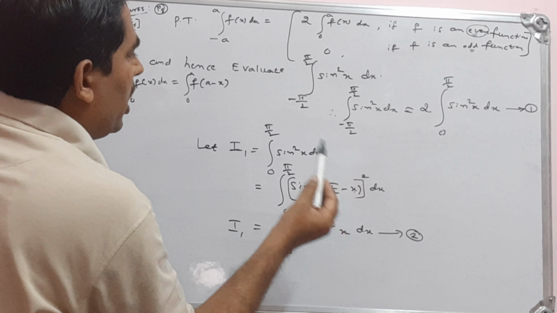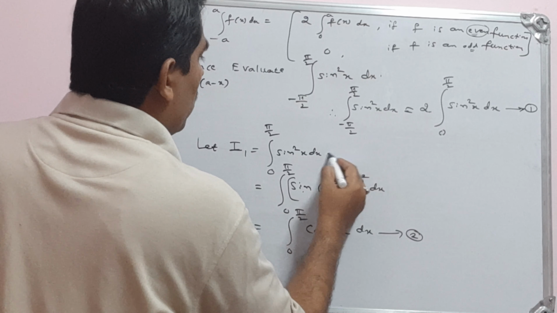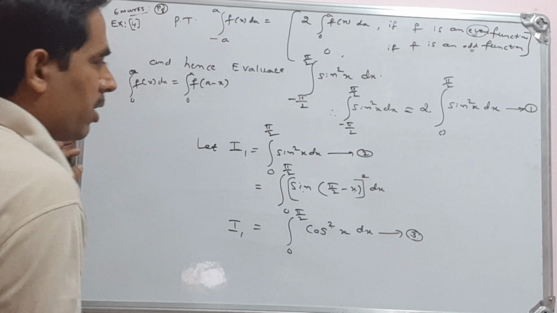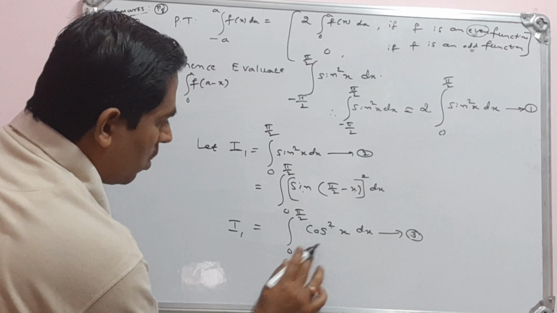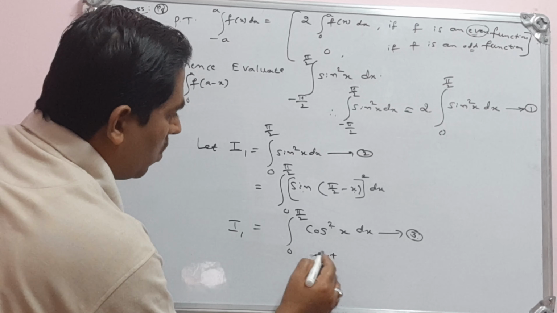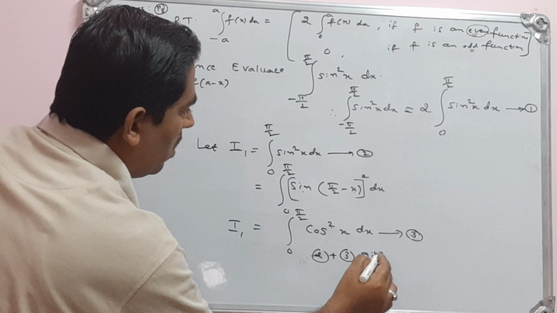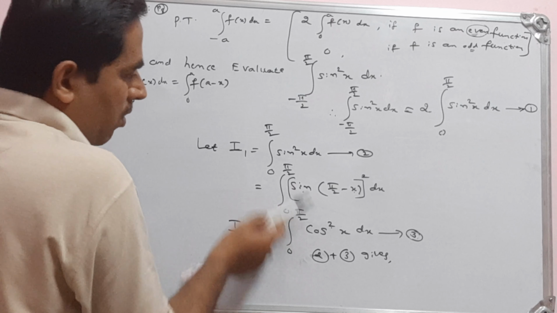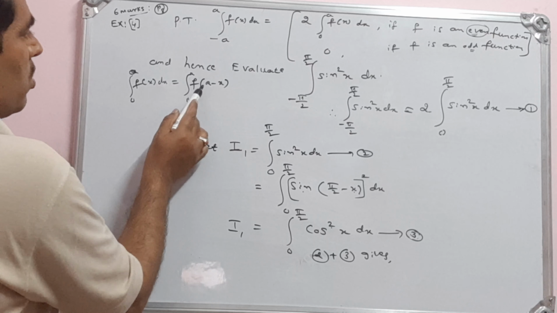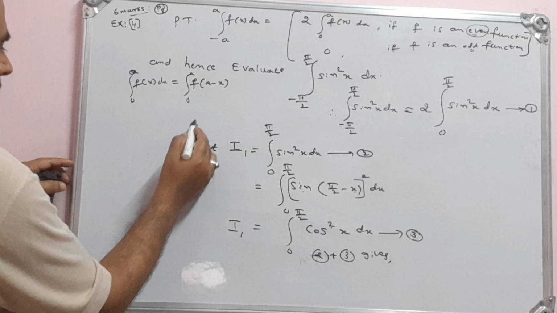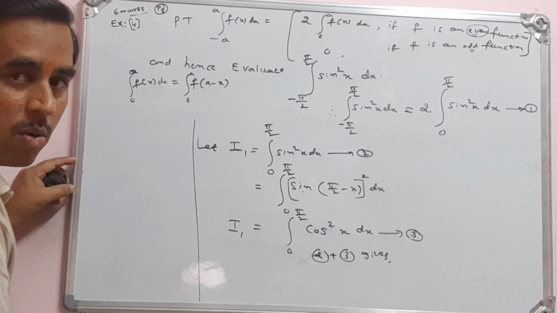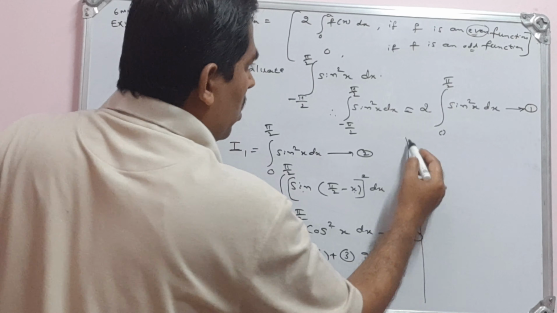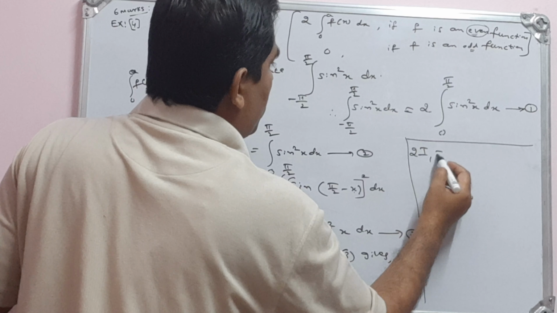Now you add equation 1 and equation 2. Let me call this equation 2 and equation 3, since I already have equation 1. So I add equation 2 and 3, corresponding LHS and corresponding RHS. See, I have used this theorem here. Now what will I get? I1 plus I1, that is 2 I1, on the left hand side.